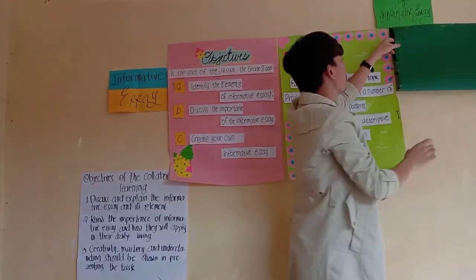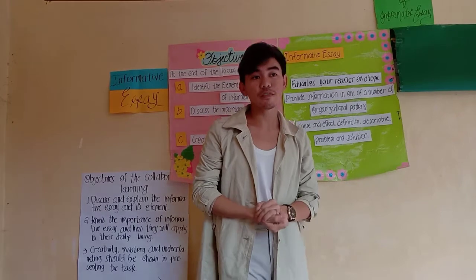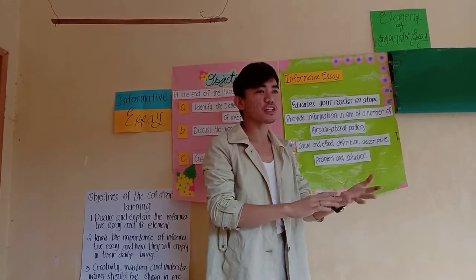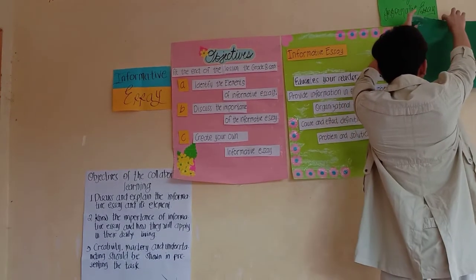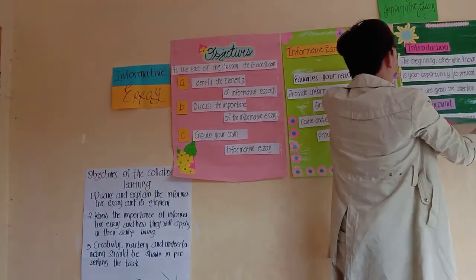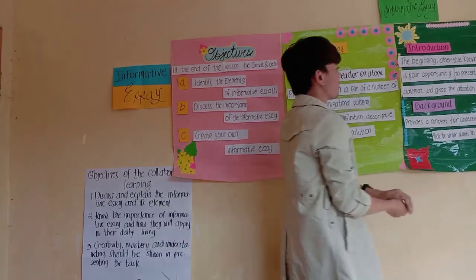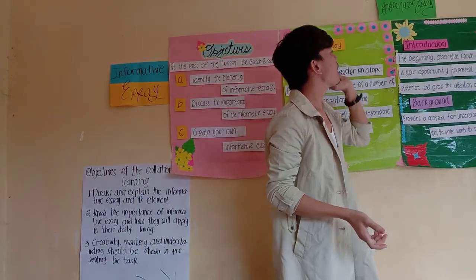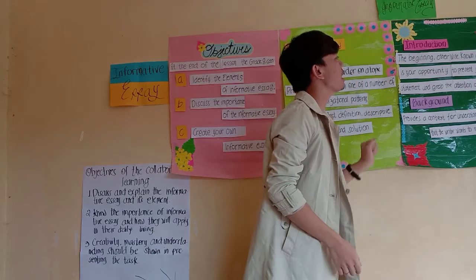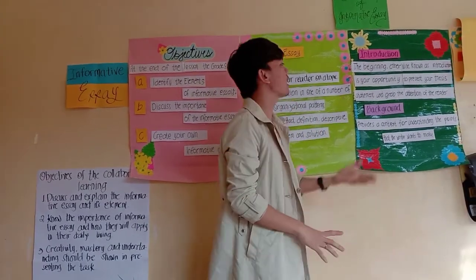So what do you think are the elements of the short story? Yes, introduction. Yes, very good, the conclusion. So let's see if your answer is correct. Okay, very good. You've got another correct answer. Our first element is introduction, the beginning, from the word intro.